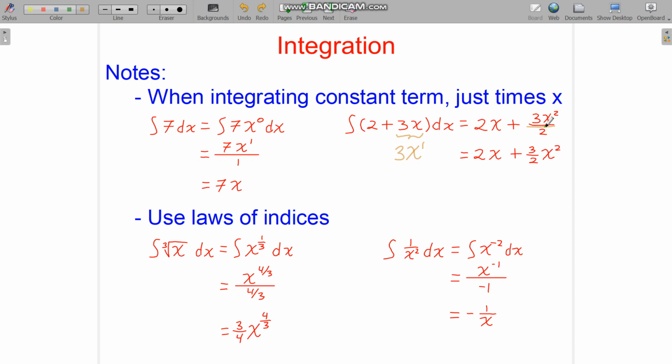We have to use laws of indices sometimes. So here we have the cube root of x, which is the same as x to the power of 1/3. Division line, rewrite the x, the new power is 1/3 plus 1, which is 4/3. Divide by that 4/3, and 1 over 4/3 is 3/4, of course. And 1 over x squared is the same as x to the power of -2. So the new power is minus 2 plus 1, minus 1, divide by minus 1, so minus 1 over x.